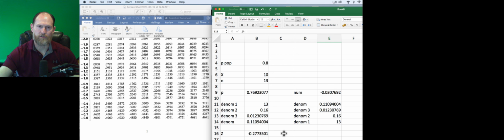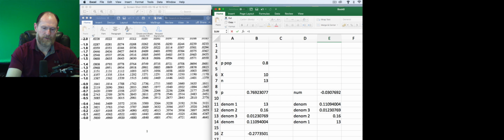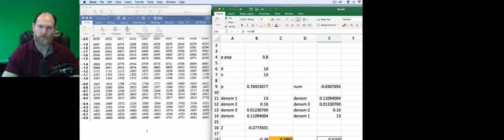And of course, the same rule applies. The probability that my sample proportion will be that or less is 0.3897. The probability of my sample proportion being that or more is 1 minus that value right there, which is that value.